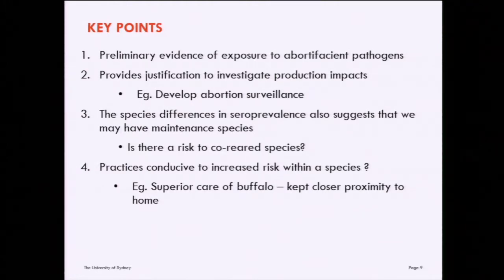Because we have these significant differences between species, it also suggests that maybe we do have a maintenance species. Potentially there is a risk to co-rearing the two species. And lastly, the species difference also suggests that maybe we have farmer practices conducive to increased risk. An example of this is the superior care of buffalo in certain areas, because they were traditionally used for draft power and they are a higher value animal, they may be kept closer to the home, closer access to dogs, whereas cattle might commonly graze the roadside for weeks.